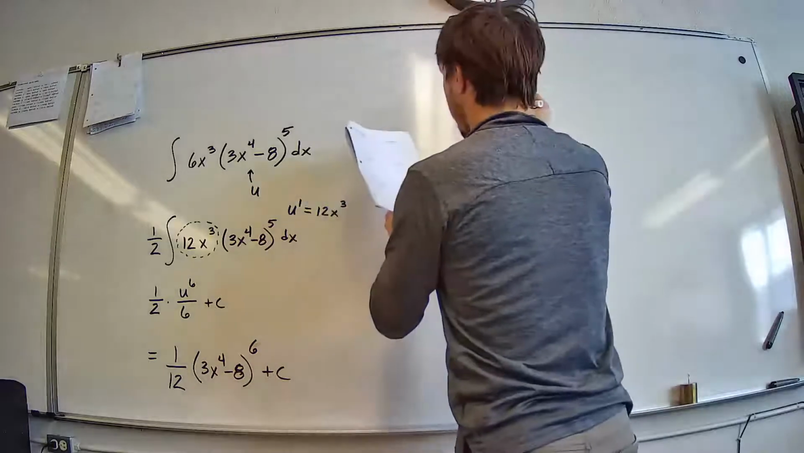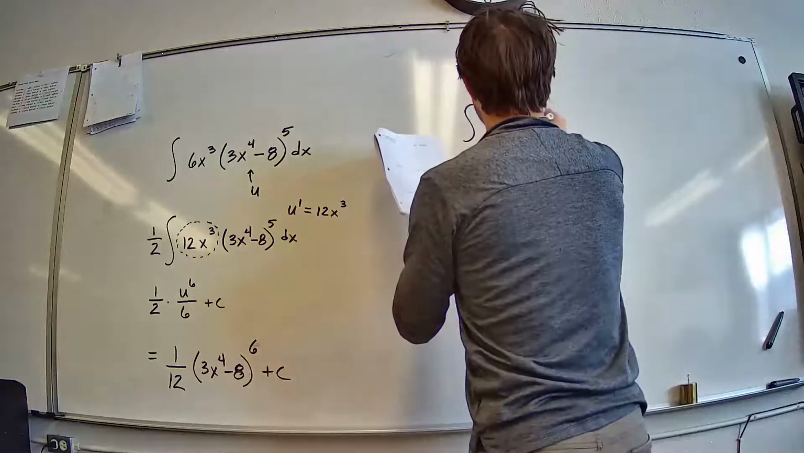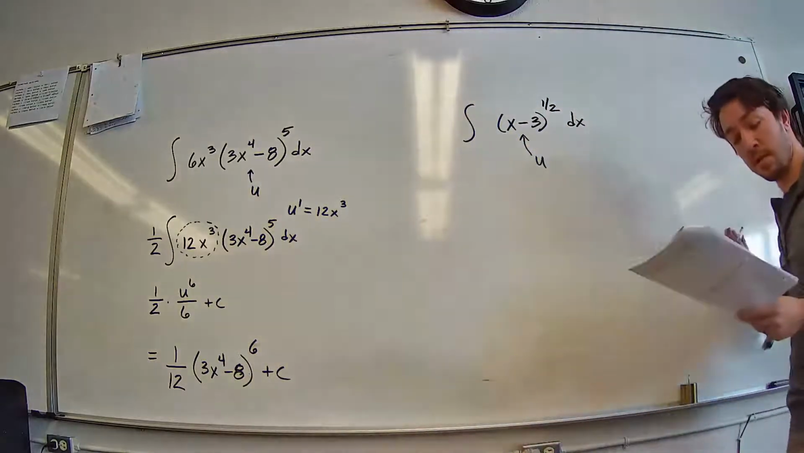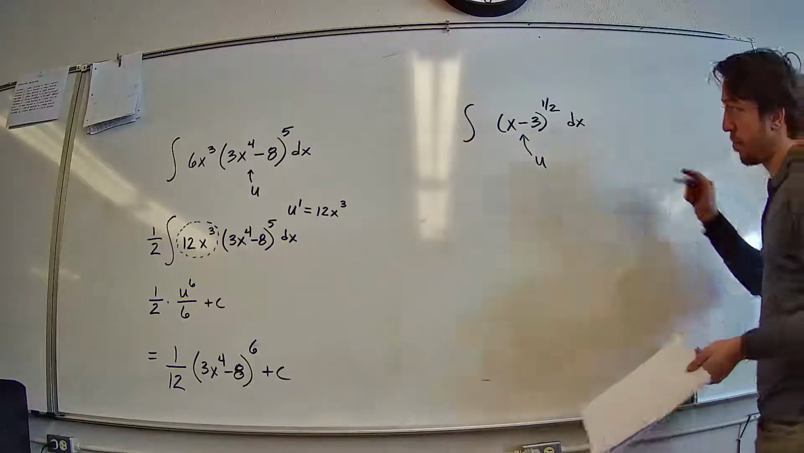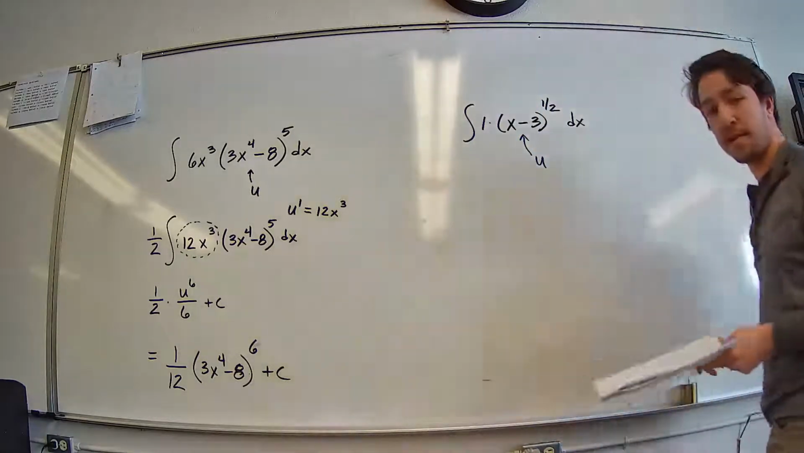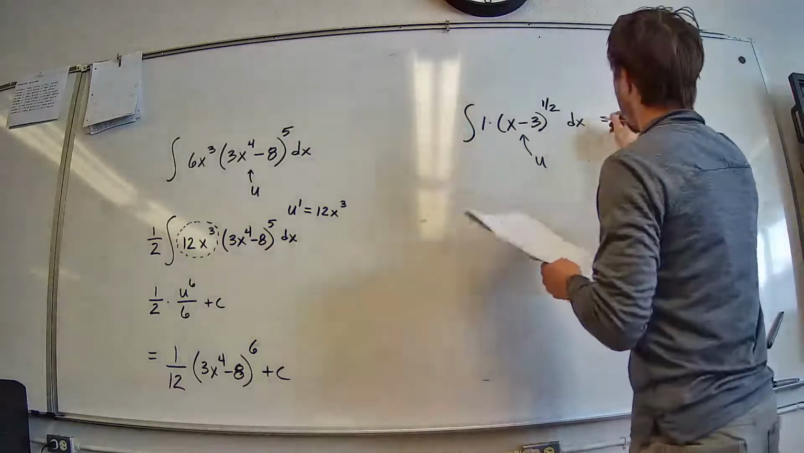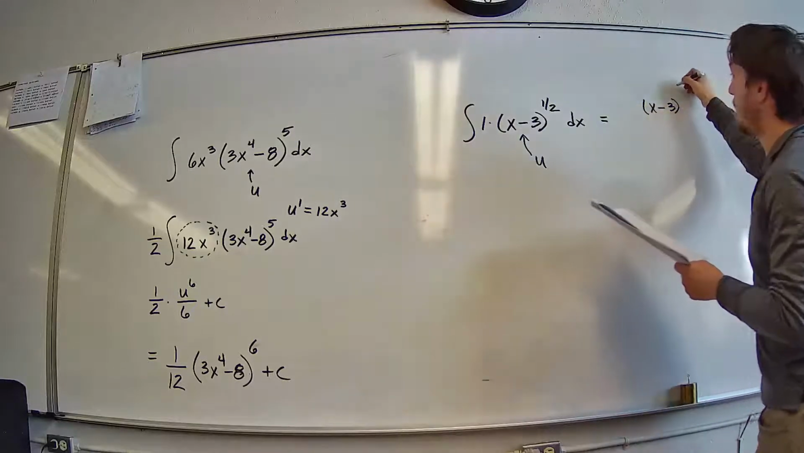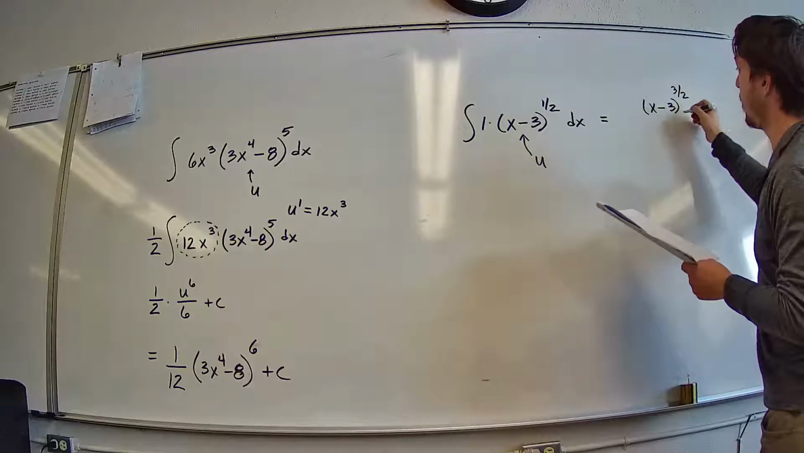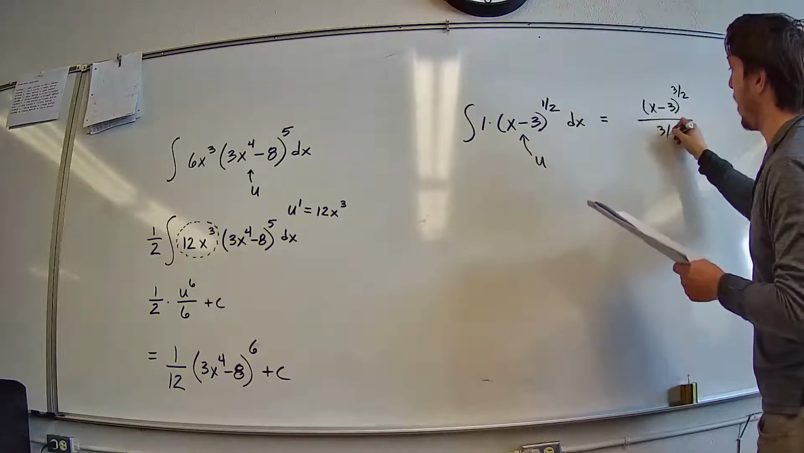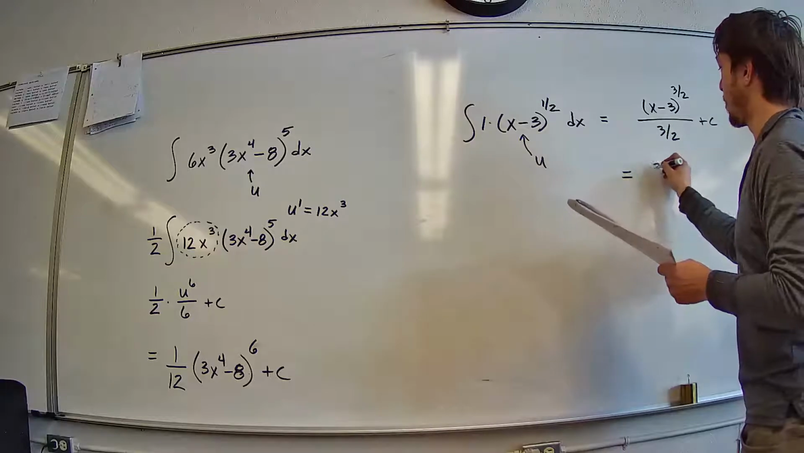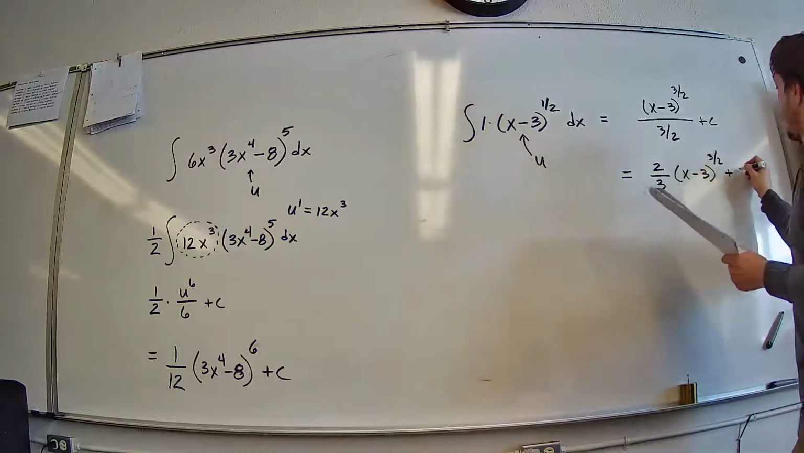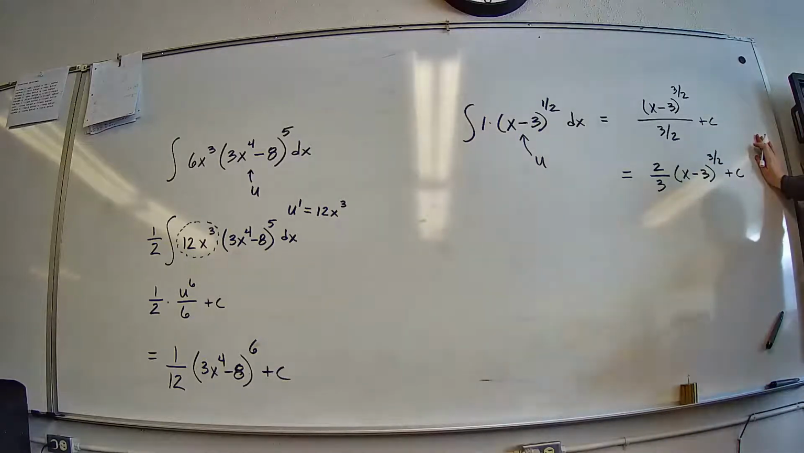Okay. You've got x minus 3 to the 1/2 power. There's our u. What's u prime? 1. That's nice. We like that. That makes us happy. So the answer to this would be u to the 3/2 power divided by 3/2, which makes a lot more sense as 2/3. That's pretty painless, right?